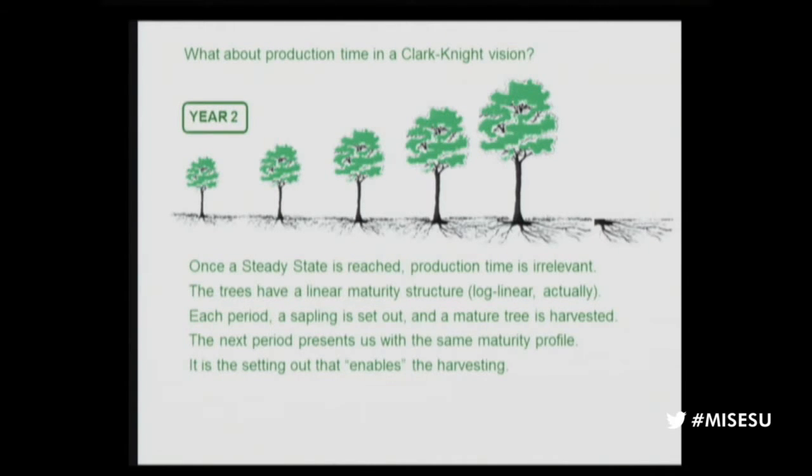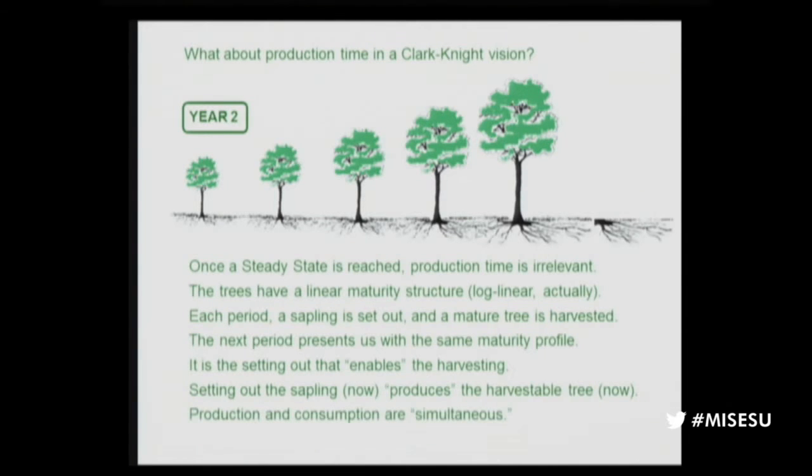So, and this is using the Knightian kind of expression. It's the setting out that enables the harvesting. And you notice "enable" is in quotes. It's as if it enables the harvesting. Not that you couldn't set one out without harvesting, but it's as if it enables the harvesting. Setting out the sapling now produces the harvestable tree now, okay? So, does it really produce? Is that what produces it? Well, as it were, so to speak, and so on. And therefore, production and consumption are simultaneous. So we don't have to worry about production time.